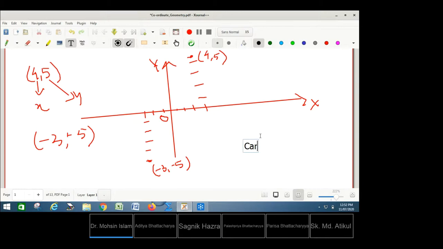Outside the earth, in space, you cannot calculate the distance between two points. So that will be calculated by some other geometrical objects. Okay, this is called Cartesian geometry. So this is all about your first introduction to geometry.